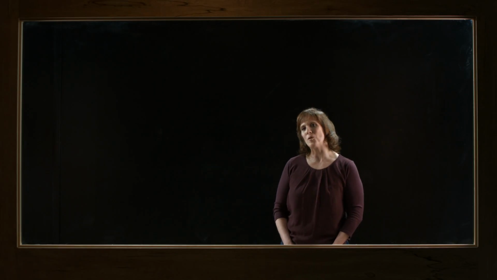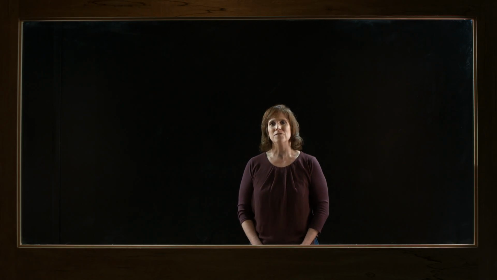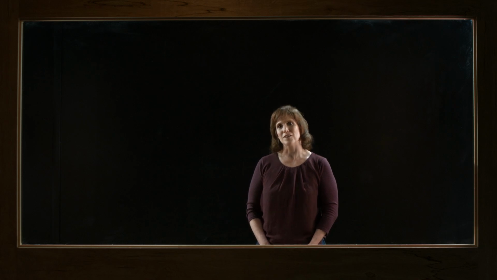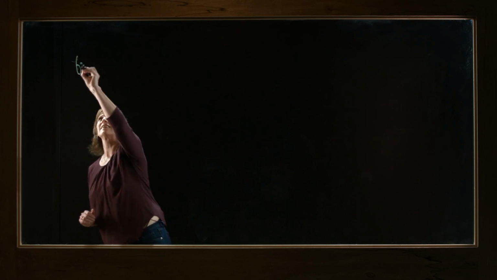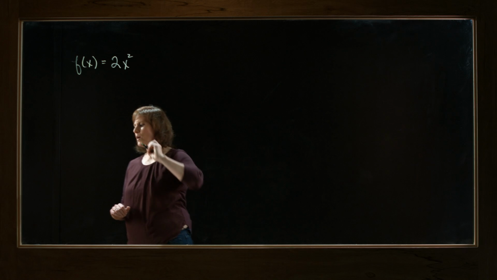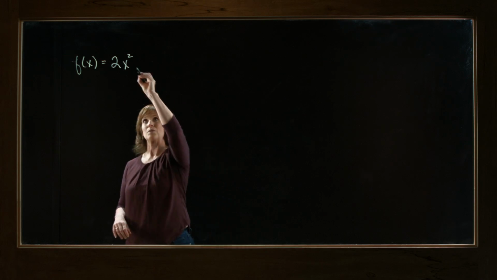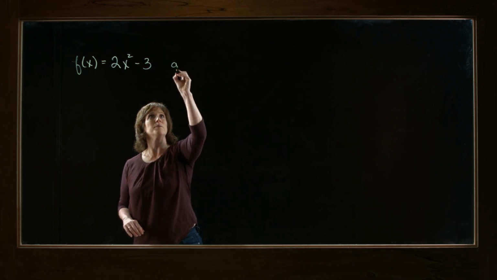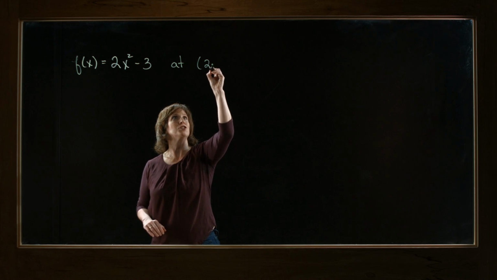Hi, I'm Cheryl Leach. In this problem, we're going to be using the limit definition to find the slope of the graph of a function. The function we're going to be looking at is f of x equals 2x squared minus 3. And we're going to be looking at it at the point (2, 5).